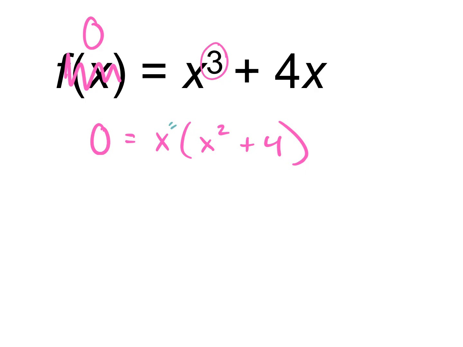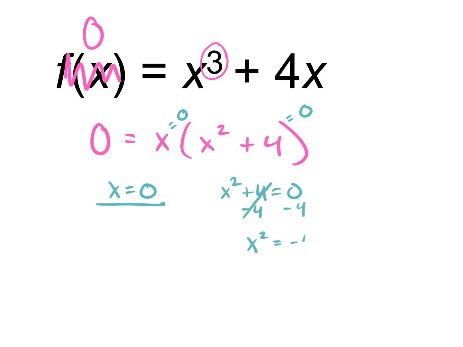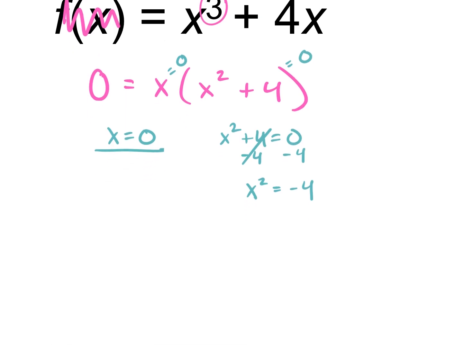But from here, we can just set each one equal to 0 to solve. So we have x equals 0 and x squared plus 4 equals 0. So x equals 0 is going to be one of our solutions. We've got 2 more left to find. For x squared plus 4 equals 0, I'd subtract 4 on both sides. So x squared equals -4. What should we do next? Square root both sides. X equals plus or minus 2i, perfect.